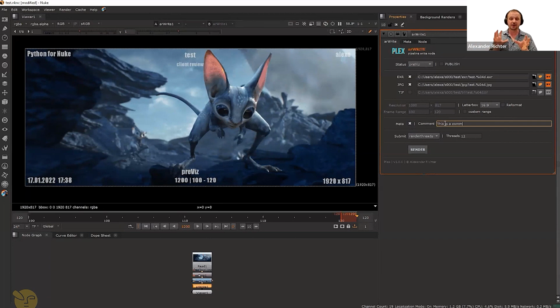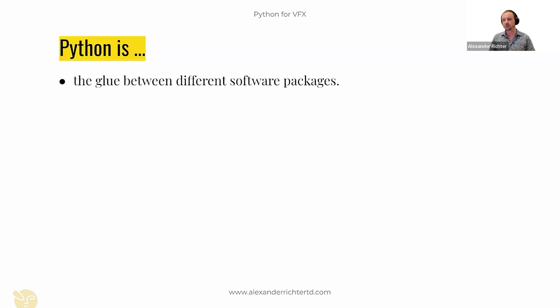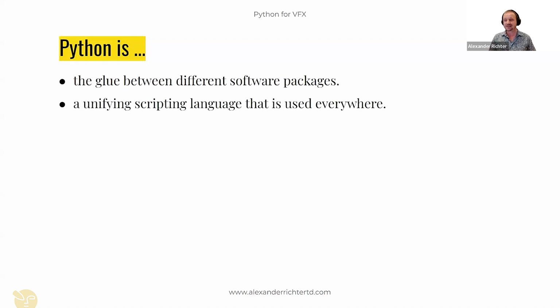And I did it by using Python to implement someone else's tool into this tool. So it's something that didn't exist in a combination that is basically new. At the end of the day, Python is the glue between different software packages. It is the unifying scripting language that is used everywhere, even in video games where, at least in the asset department, Python is there. Even in software like Unreal, you can use Python.